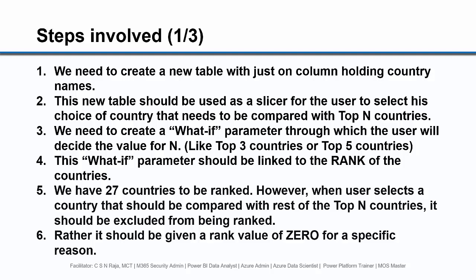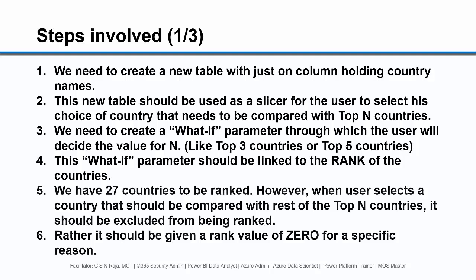We need to create a new table with just one column holding the country names. This new table should be used as a slicer for the user to select his choice of country that needs to be compared with the top n countries. We need to create a what if parameter through which the user will decide the value for n. For example, he wanted to see top 3 countries or top 5 countries and so on.